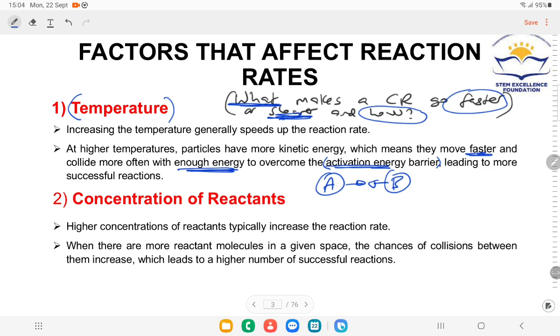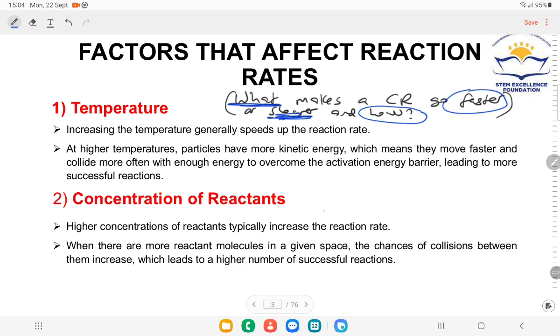So you can see that the higher the temperature, the more the kinetic energy, because they have more speed now. They move faster and they will be able to collide with enough energy to overcome the activation energy barrier. This means more molecules of A and B will be colliding with enough energy to form C. All right, so that's enough about temperature. Moving forward, the concentration of reactants.